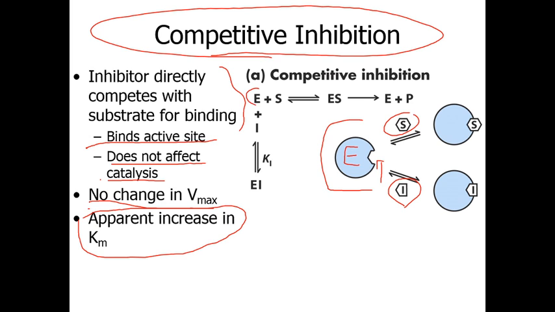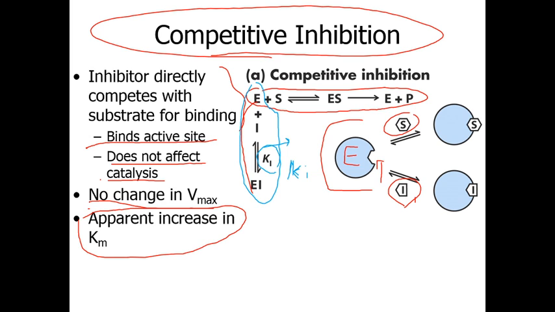Now, this is a classic enzyme substrate reaction, E plus S going to ES going to E plus P. Now, if there is an inhibitor that competes for the substrate, the scheme changes like this: E plus I going to EI. Because this is a reversible inhibitor, as you can see, it's a reversible arrow here. And this is dictated by an equilibrium constant called Ki. This is a big Ki. This is an equilibrium constant.